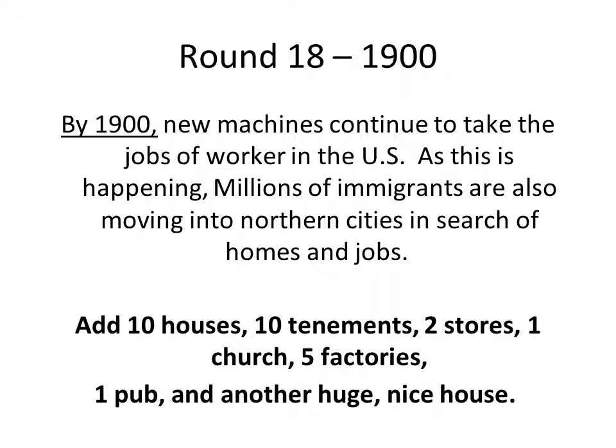We have some moderately rich people, so we need 10 houses, but we also have all these immigrants that don't have any money because they just have nothing. So we need 10 more tenements. They need supplies, so we need to have 2 stores. They all have different weird religious beliefs that we've never seen before, so we need a church. And business keeps booming. We need 5 more factories. We also need another pub because, oh man, we need to drink. And because there's just one guy making all the money, we need one huge, nice, beautiful house. Adorn it with jewels, have all sorts of real nice stuff on it.